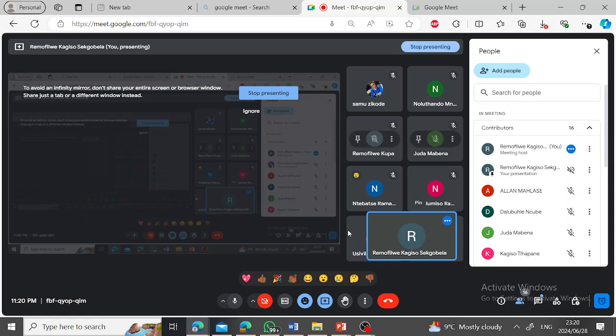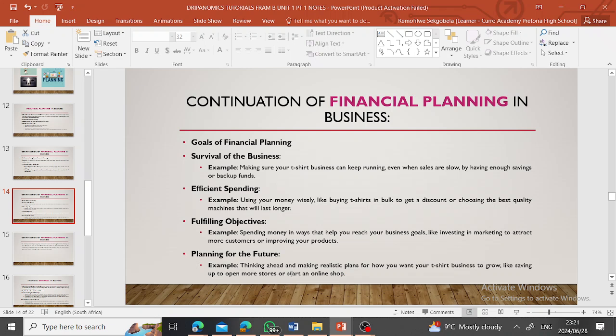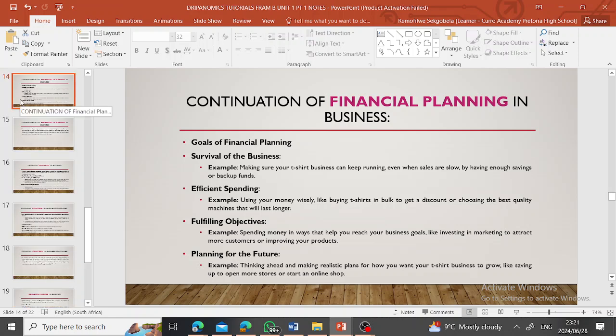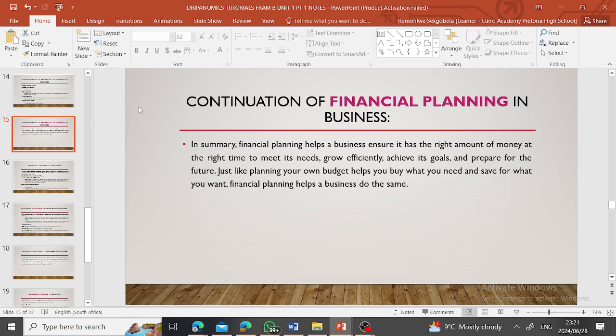So where were we? Efficient spending, planning for the future. So thinking ahead and making realistic plans for how you want your t-shirt business to grow, like saving up to open more stores or start an online store. So we're still on the financial planning part. In summary, financial planning helps a business ensure that it has the right amount of money at the right time to meet its needs, grow effectively and efficiently, achieve its goals, and prepare for the future. Just like how your own budget helps you buy what you need and save what you want, financial planning helps a business do the same.